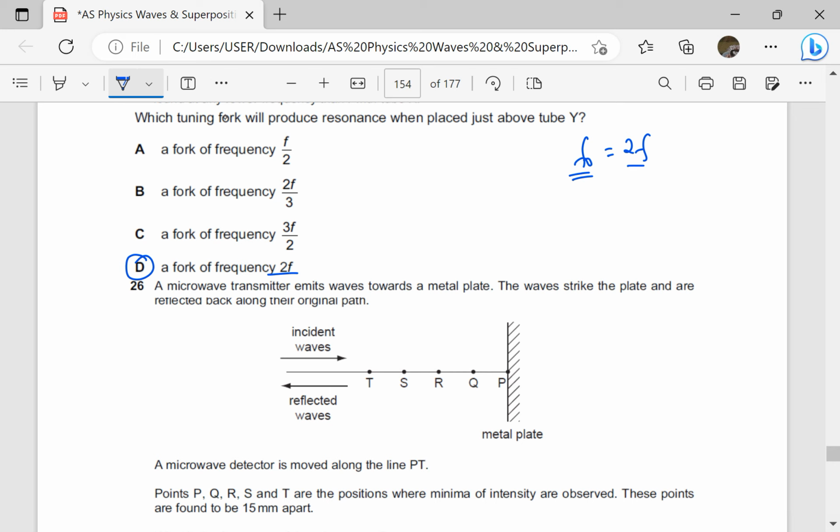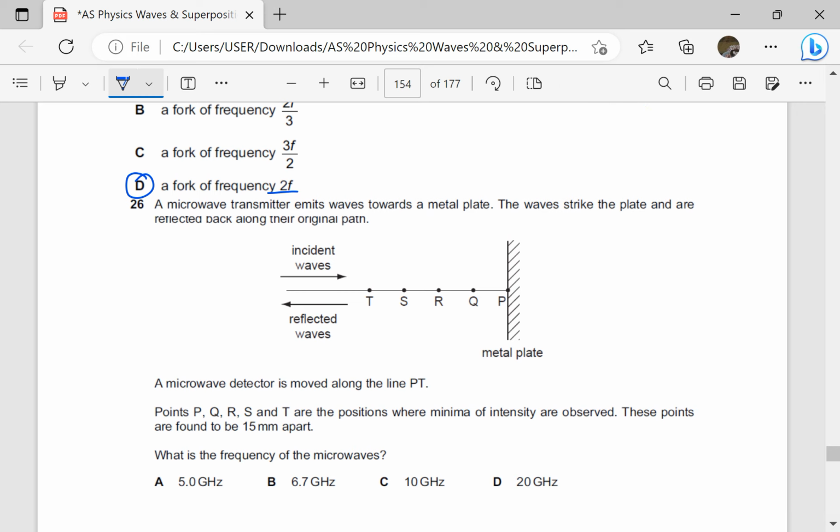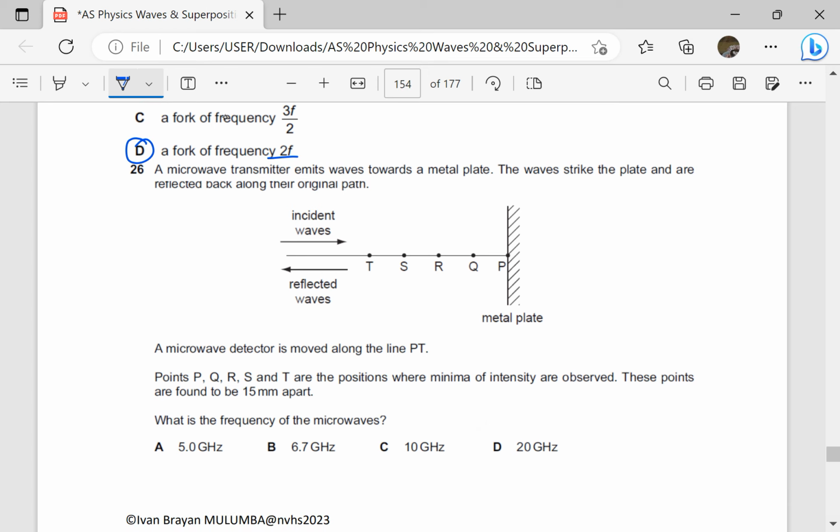A microwave transmitter emits waves towards a metal plate. The waves strike the plate and are reflected back along their original path. So we are seeing the demonstration here. A microwave detector is moved along the line PT. Points P, Q, R, S, and T are the positions where minima of intensity are observed. These points are found to be 15 millimeters apart.